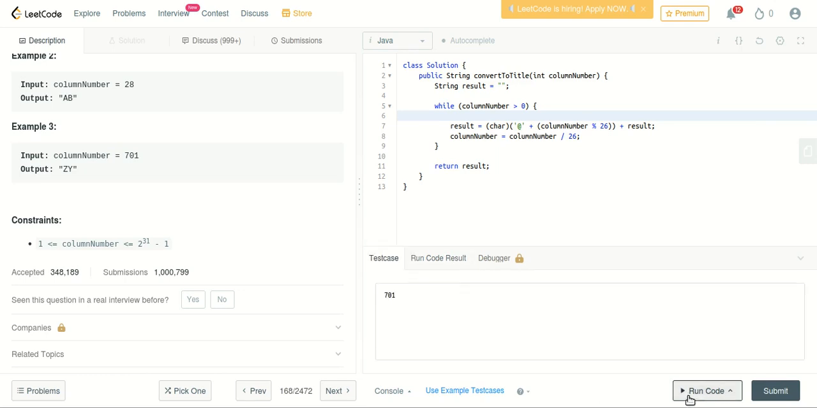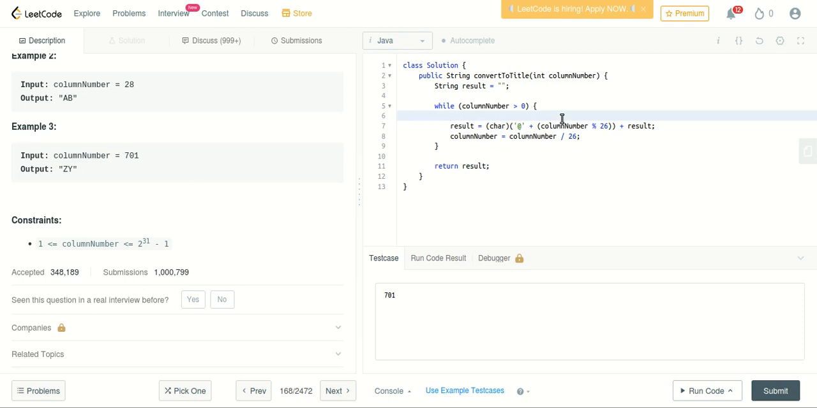Because there is a possibility that we can also get a 0 here, and if we get a 0 when dividing, because if it is a perfect multiple of 26, then it is causing a problem. So how can we resolve this problem?